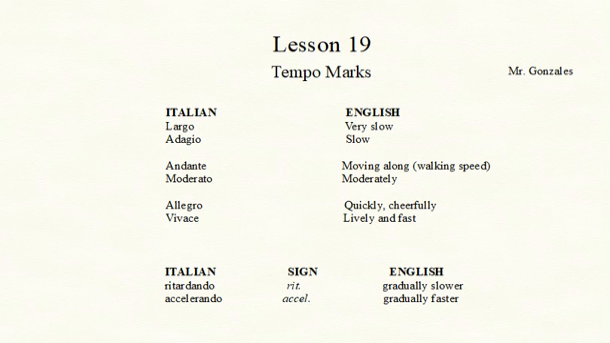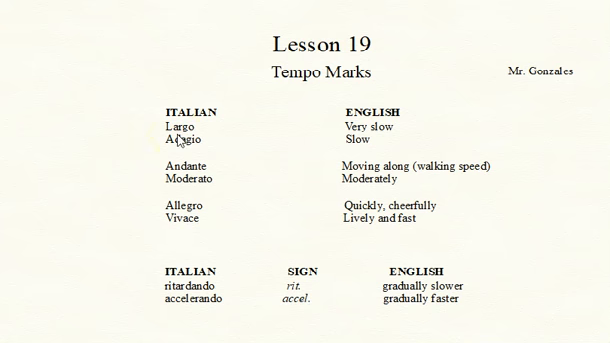The main objective of this lesson is to be able to identify tempo markings and understand their meaning in English. Let's get started. Tempo is an Italian word meaning rate of speed. Tempo marks tell how fast or slow the music should be played. Tempo marks are also written in Italian.